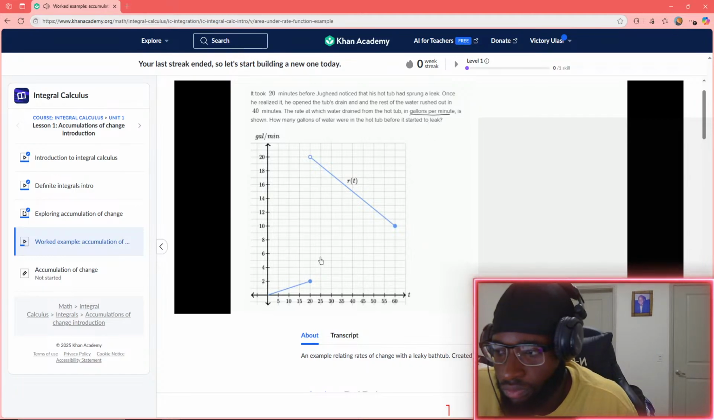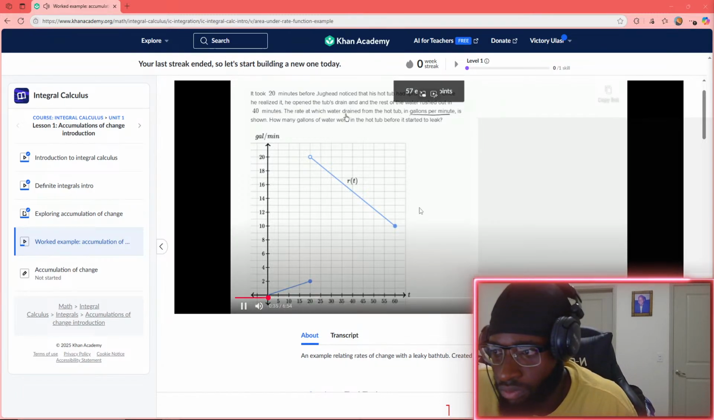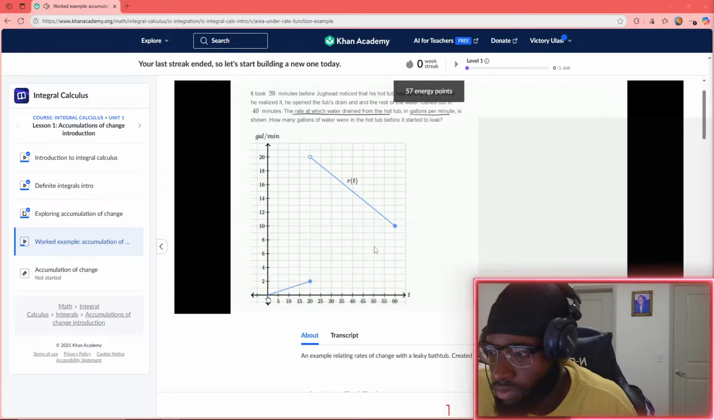So let's see what they have over here. They've plotted gallons per minute versus time in minutes. And so we see here, this blue line is the rate at which water drained from the hot tub. At minute 0, the water wasn't really draining from the hot tub. And then the rate at which the water was draining increased. So 10 minutes into his bath, the water was draining at a gallon per minute. And then 20 minutes into his bath, water was draining at 2 gallons per minute.